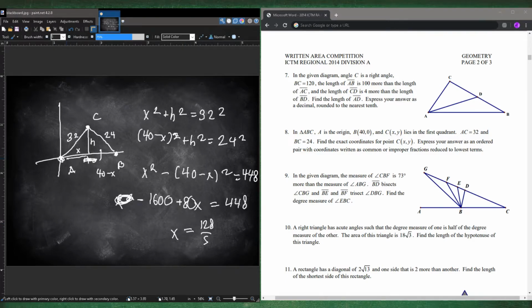So we know what x is. That's our x coordinate, so it's this length. So our y coordinate is equal to our height. So our height, we just find that by plugging back in. So using your calculator, 32 squared, we could plug this back into this equation, right? So 32 squared, and then 128 divided by 5 squared, subtract them together, and then take the square root to get h, which is 96 over 5. So that's your coordinate, 128 over 5 and 96 over 5. And that is your answer for number 8.